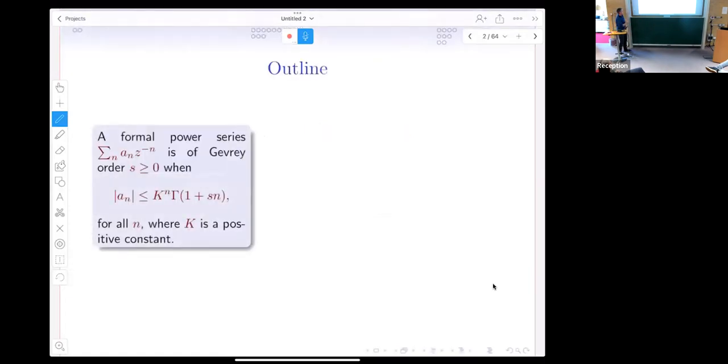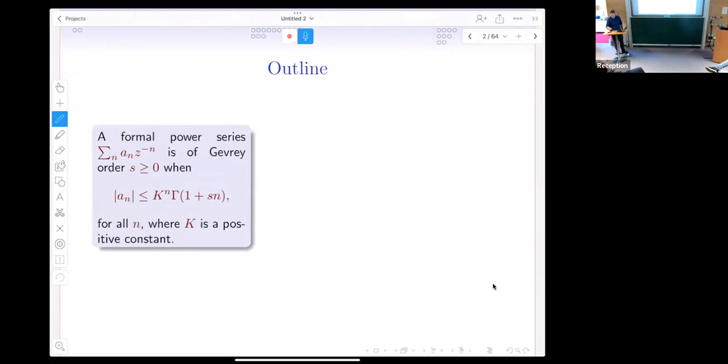But first of all, this definition of Gevrey order, and probably everyone knows that because many of you actually have tried to compute it. And ideally, you end up with that the Gevrey order is one, but it can be something else, of course. So S is the Gevrey order here.